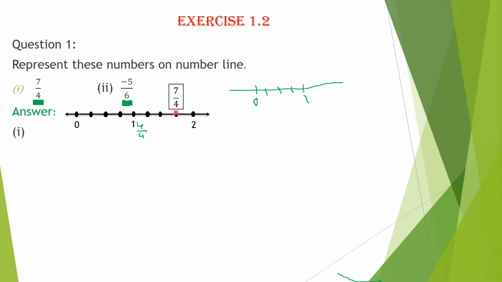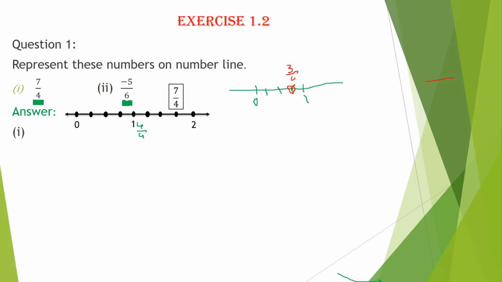So you will make a circle on the line here and represent this as 7 upon 4. See how you will be representing it. I'll tell you. Whatever your point is, you will mark it with a circle. And then on the top of it, you will write, like, this is 7 upon 4.